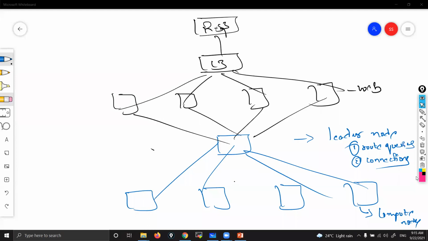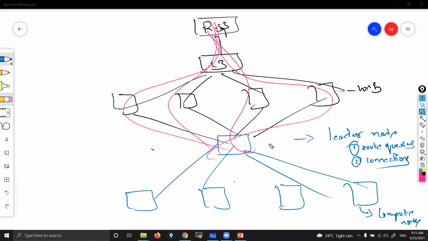In a class, the senior will not do anything. He will assign tasks to students, correct or not? Here also, whenever any request comes, this leader node will route that request. That could be a request or it could be a query. While putting data, that's what we call injecting the data. While retrieving the data, that's what we call a query. Correct? So the leader node is responsible to route requests and queries.